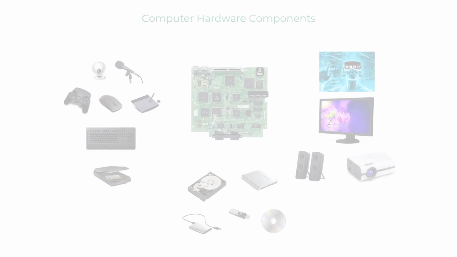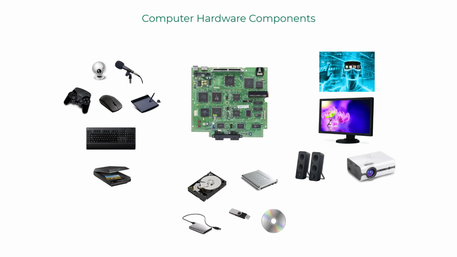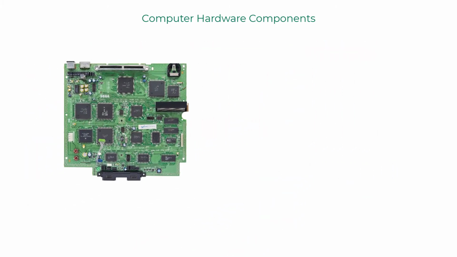Let us explore the hardware components of a computer in much more detail. A general computer is equipped with input devices, a processing unit, memory, and output devices. This is the motherboard. It allows communication between many of the crucial electronic components which we're going to discuss shortly.